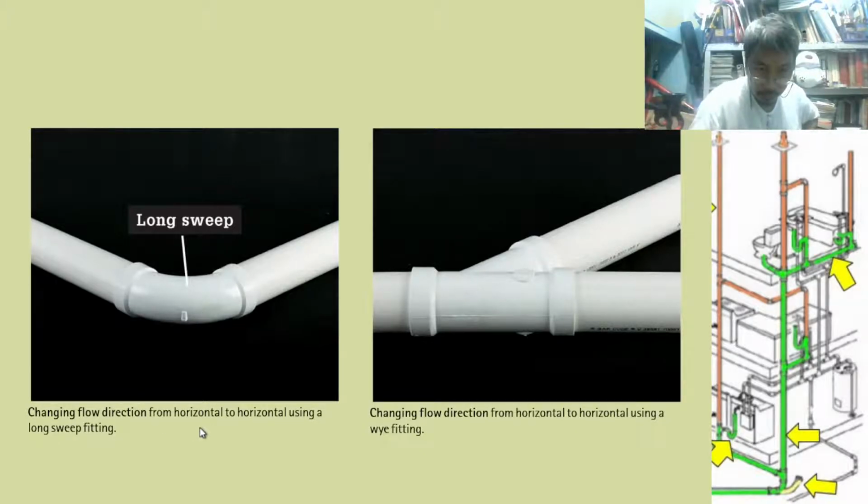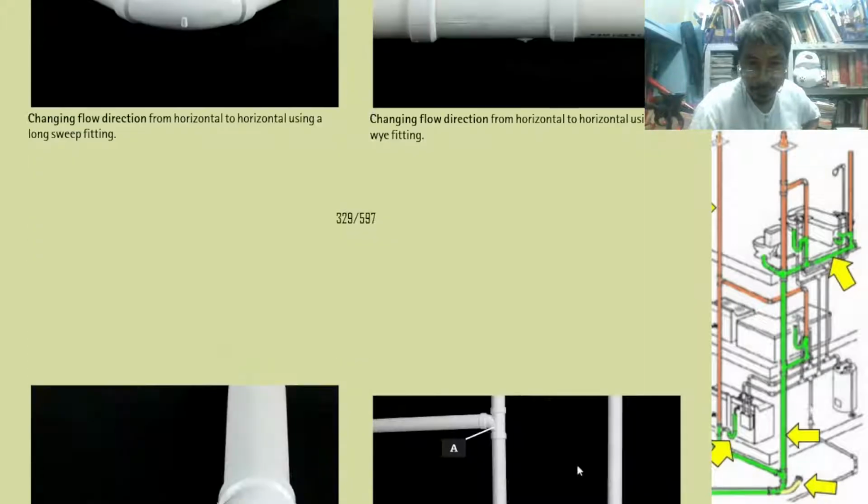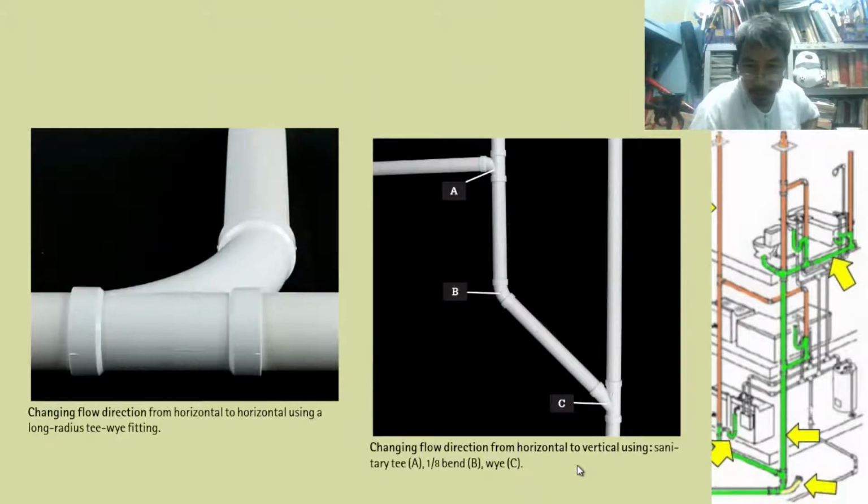Okay? So using a long sweep, changing flow direction from horizontal to horizontal. Both of these, this is horizontal, this is horizontal. But this has a 2% slope, this must have a 2% slope. Okay? So horizontal to horizontal. Next.